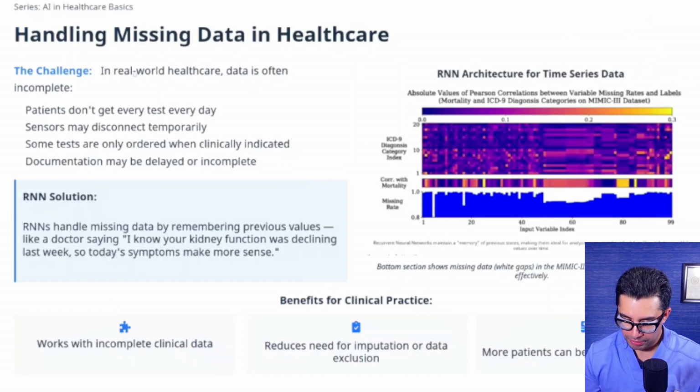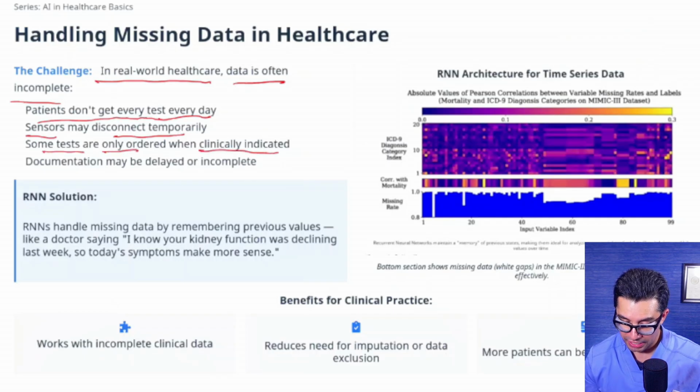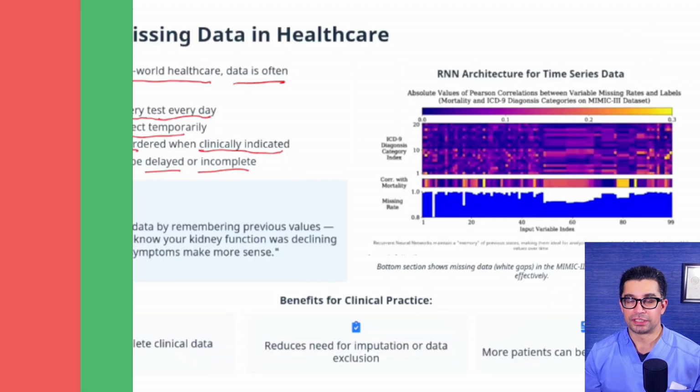Okay, to recap, in real-world healthcare, data is often incomplete. Patients don't get every test every day. Sensors that you may have on, let's say at home perhaps, or in the hospital may be disconnected. Tests are only ordered when clinically indicated, they don't need to be ordered every single day. Maybe documentation may be delayed or incomplete. Lots of times documentation is incomplete.